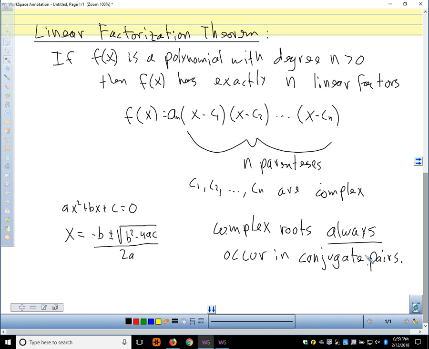So we're going to use these ideas to find all the zeros of a polynomial, find all the factors of a polynomial, where some of them can be complex. All right, questions? Okay, let's look at an example.